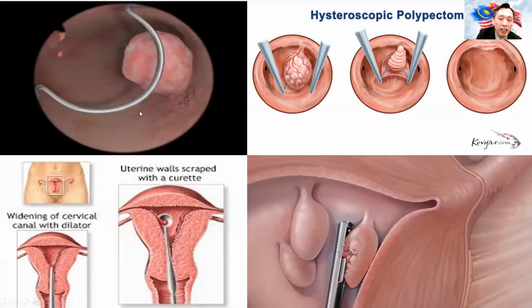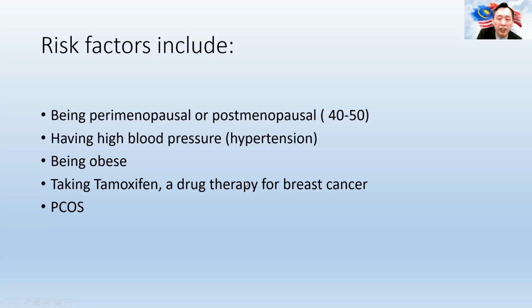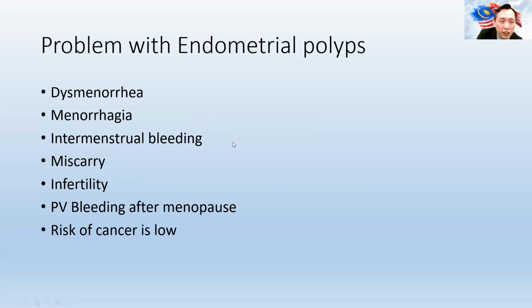So we can resect it, and we can also grind it. We also do some curettage. Risk factors are perimenopause, age 40 to 50, high blood pressure, obesity, patients on tamoxifen as therapy for breast cancer, and polycystic ovarian syndrome.